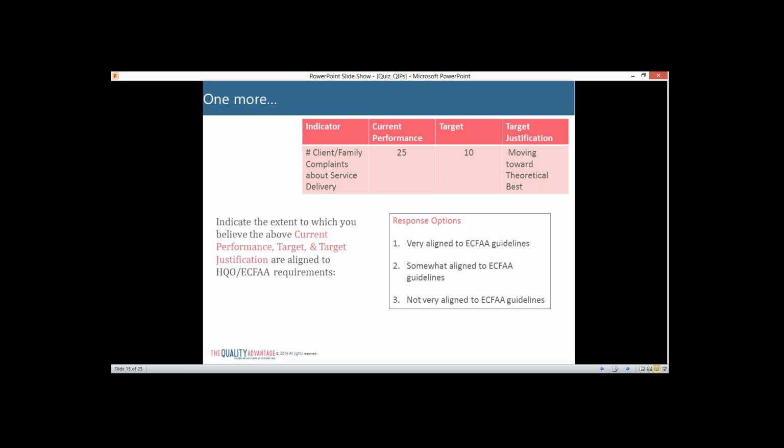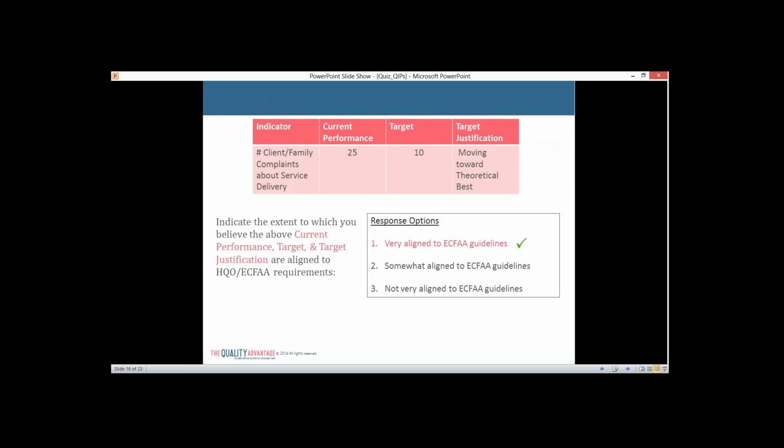Review these 4 columns and determine how well they align to the ECFA guidelines. So if you chose very aligned, you were correct. Let's take a look at why. Under indicator, the number of client or family complaints about service delivery. Complaints are an outcome, and they are relevant to or would fall within the client-centered dimension of quality.